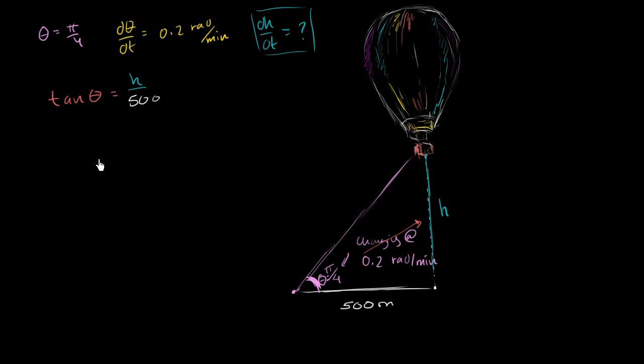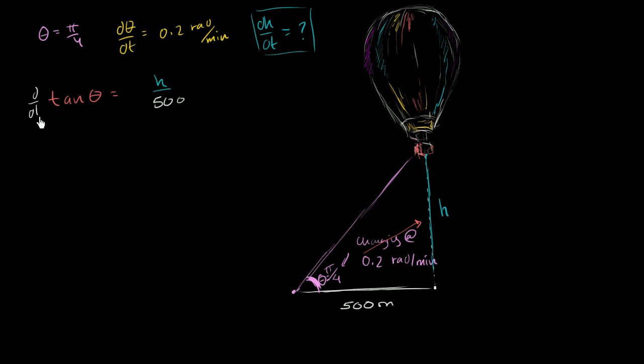And then to figure out a relationship between theta, d theta dt, the rate at which theta changes with respect to t, and the rate at which h changes with respect to t, we just have to take the derivative of both sides of this with respect to t implicitly. So let's do that. And actually, let me move over this h over 500 a little bit so I have space to show the derivative operator. So let's write it like that. And now let's take the derivative with respect to t.